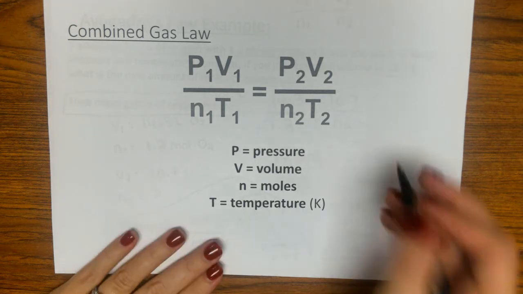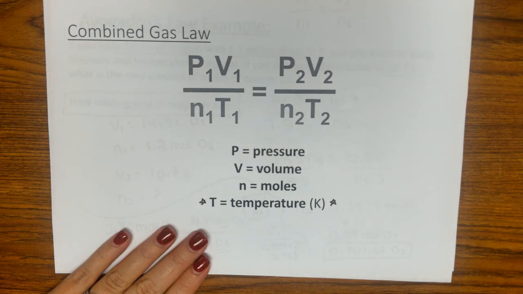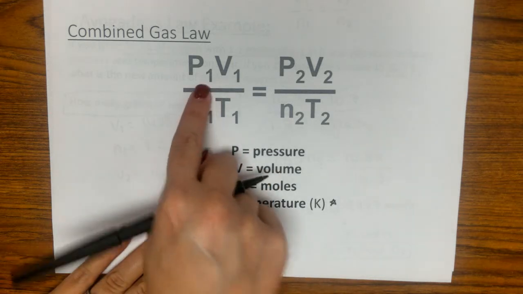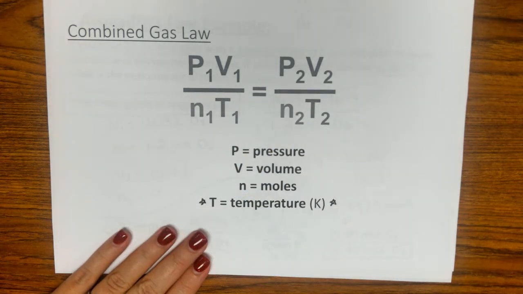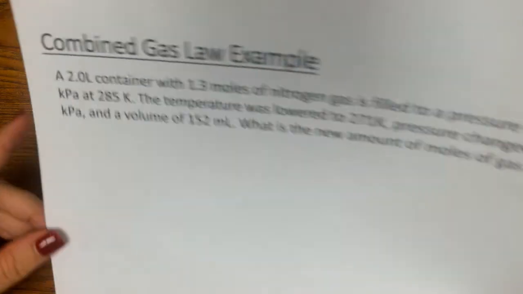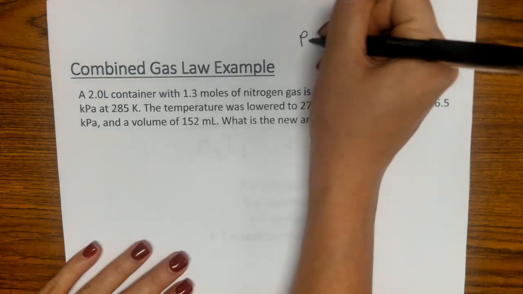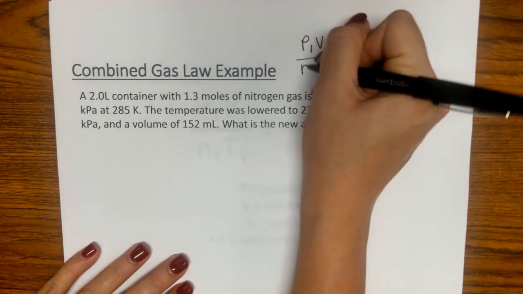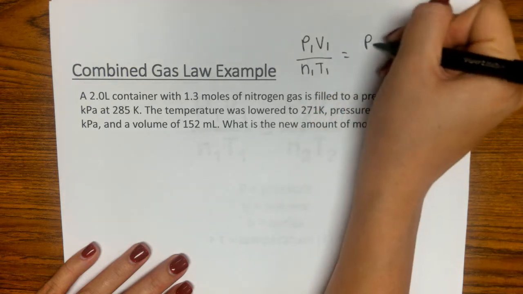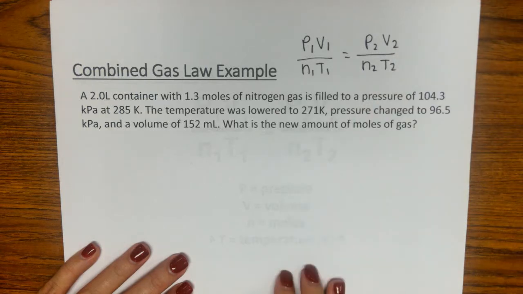Now make sure that temperature has to be in Kelvin. It can't be in Celsius. N is moles, and the unit for pressure and volume don't matter as long as the unit for P1 is the same unit as P2, and so forth. Okay. And we have 2 examples of these that we're going to do together. So the combined gas law again, all of them together, P1 times V1 over N1 times T1 equals P2 times V2 over N2 times T2.